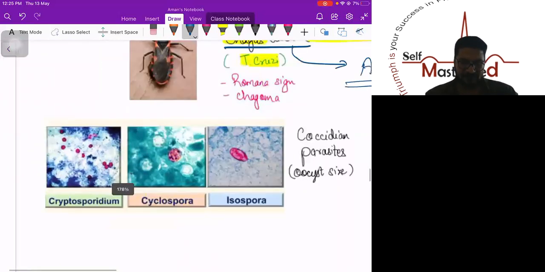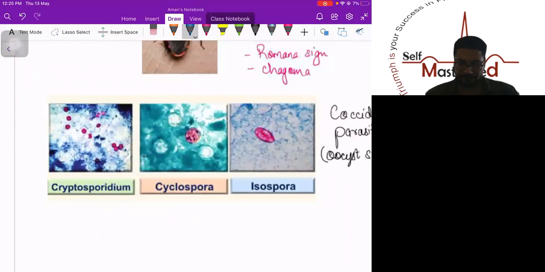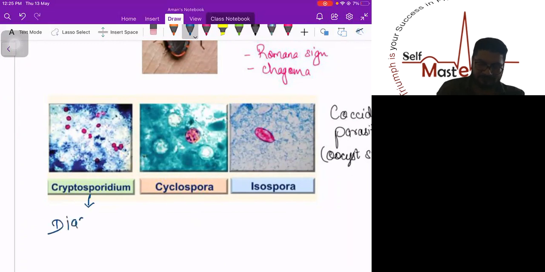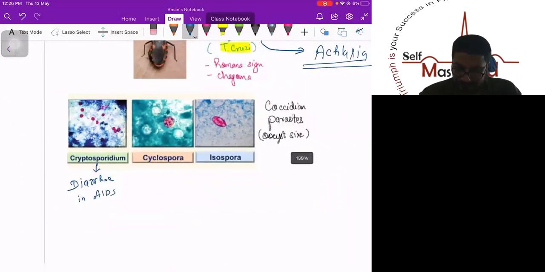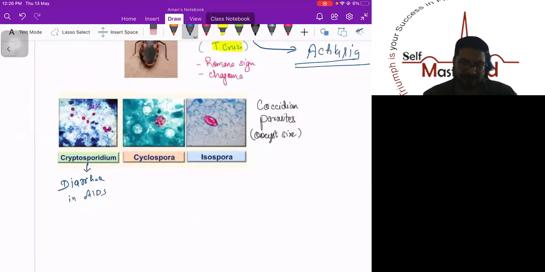Then you can get an image of Cryptosporidium parvum, Cyclospora and Isospora. So remember, Cryptosporidium can lead to diarrhea in AIDS patients. These are the coccidian parasites that you should remember.